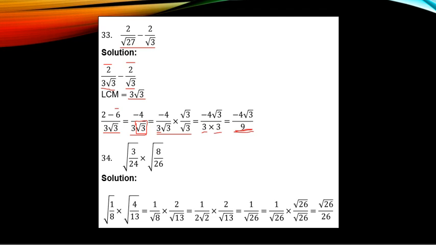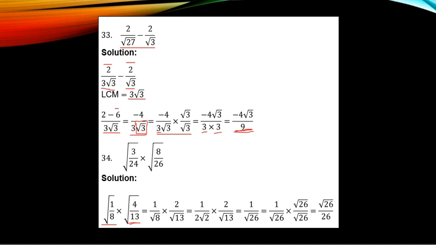Okay? Example 34. You have square root of 3 over 24 times square root of 8 over 26. First, let's try to reduce. You can divide 3 and 24 by 3. When you reduce, you have 1 over 8. If you reduce 8 over 26, that is, if you divide both numbers, you have 4 over 13. The basic rule of surd, we said that you can split it. So you can split the first one as root 1 over root 8. The second one root 4 over root 13.